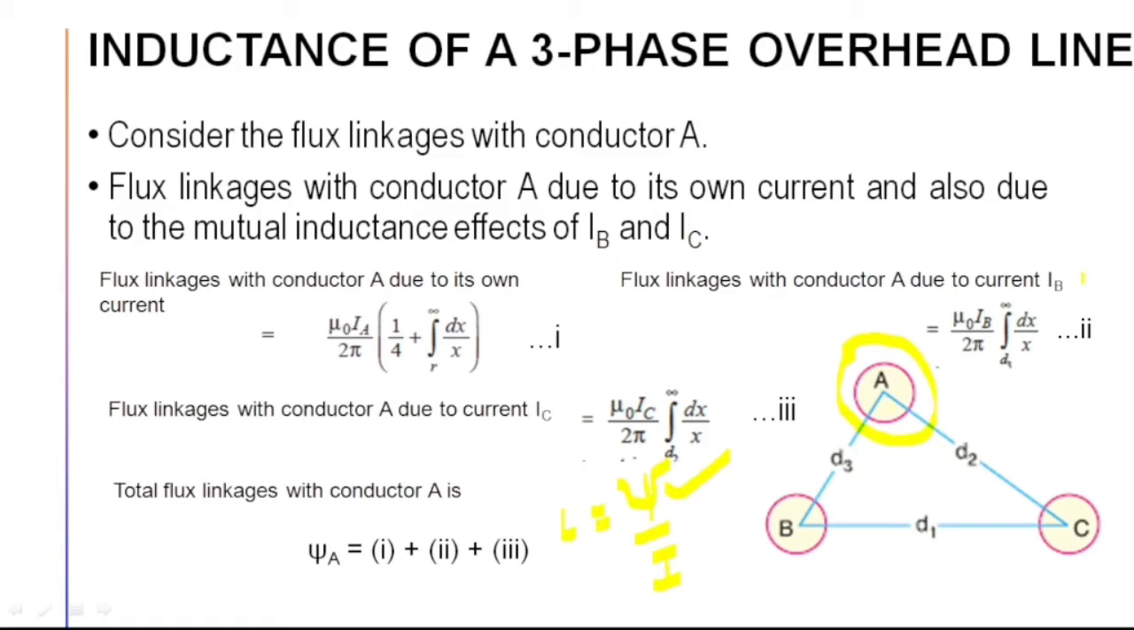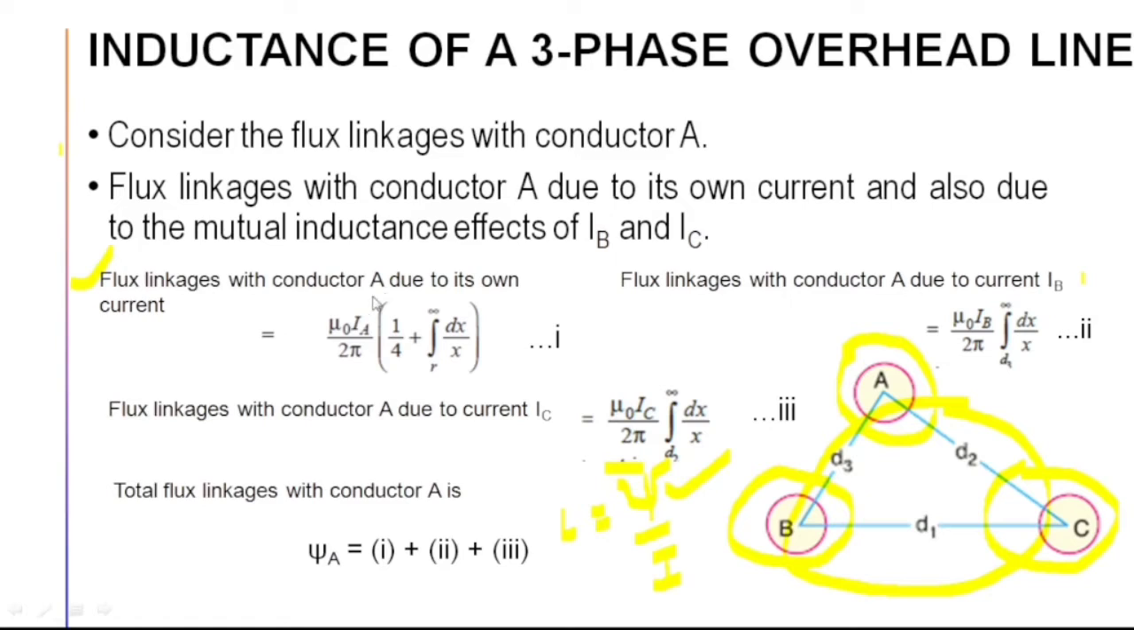That means the current passing through the same conductor produces flux linkages, and along with that there is the flux due to the mutual inductance effect. That is, the current flows through conductor B and the current flows through conductor C, that is IB and IC respectively, and these produced fluxes link conductor A. This phenomenon is called the mutual inductance effect.